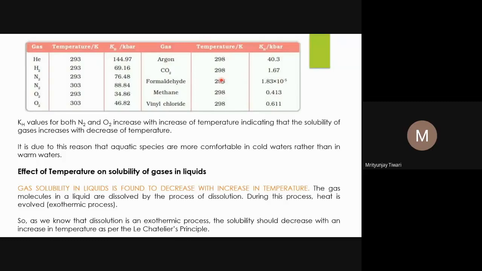Formaldehyde is a polar molecule, which is a solute here. And water is also a polar molecule, which has a very high dipole moment, very high dielectric constant. The polarity is also understood in terms of dielectric constant. So if the dielectric constant value is larger, it means the substance is more polar.